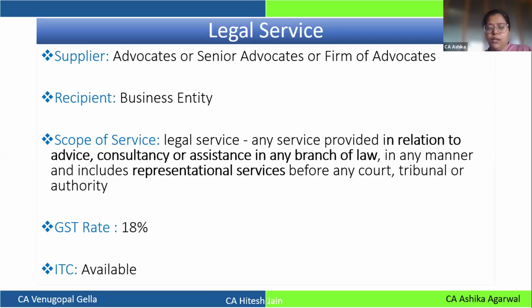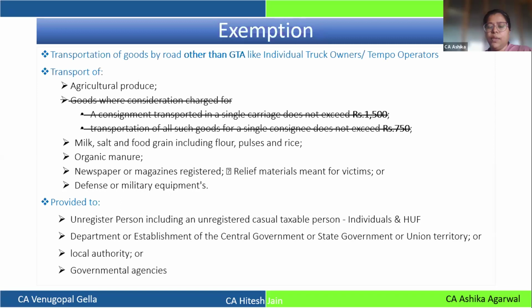One more thing, previous slide. One more thing, earlier for GTA, there were two exemptions which most of the people were using. It is about 750 per load and 1500 per truck. Now this is not there. So no 750, 1500 exemption, whatever may be the transportation charges, even 100 rupees. If paid to GTA, you are liable to pay tax under RCM. This also needs to be kept in mind.